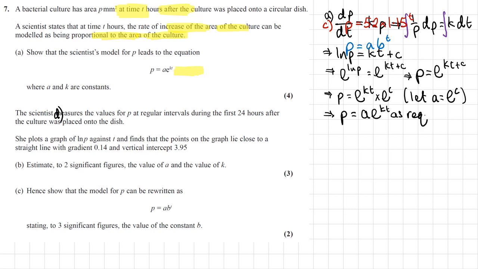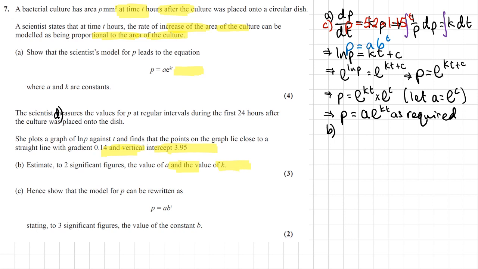as required. Moving on to part B, it says this: the scientist measures the values for P at regular intervals during the first 24 hours after the culture was placed onto the dish. She plots a graph of log P against t and finds the points on the graph lie close to a straight line with gradient 0.14 and vertical intercept 3.95. What we need to do is to estimate to two significant figures the value of A and the value of k.